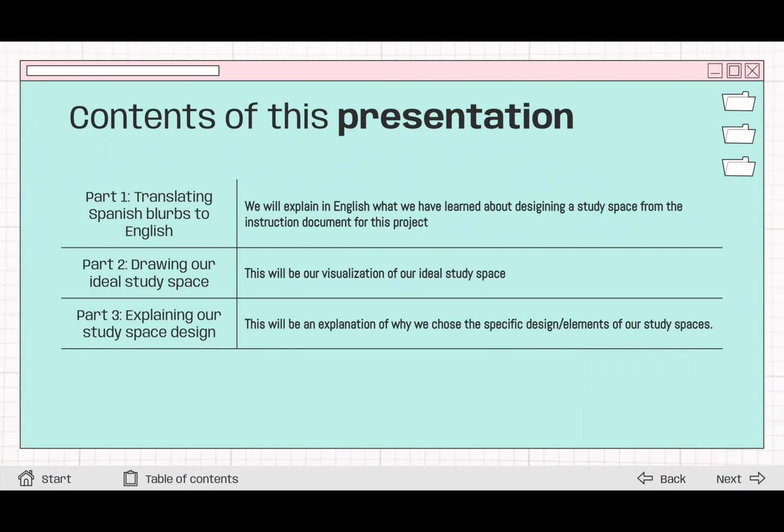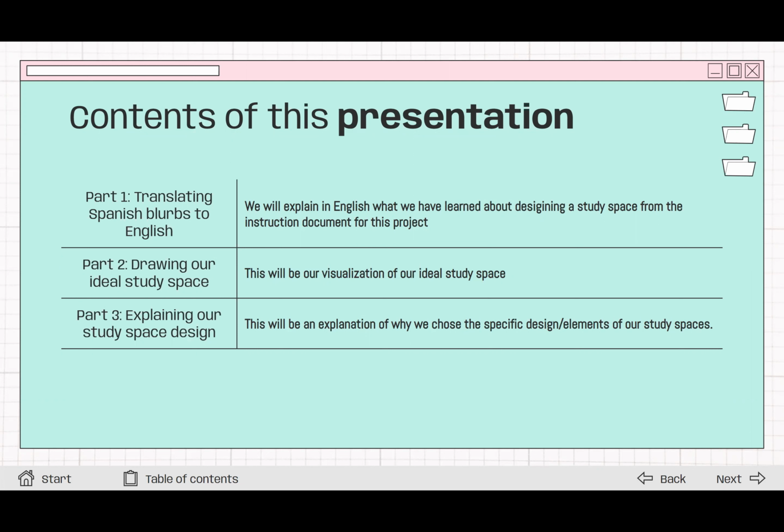For the contents of this presentation, it's going to be divided into 3 parts. The first part is going to be us explaining things in English. So basically in class, we were given this document that had blurbs written in Spanish. And these blurbs were about explaining what makes a good study space and some ideas. So we translated all that into English, which is what we'll explain.